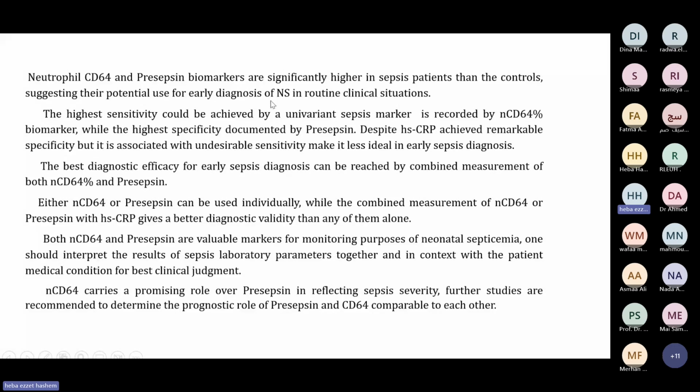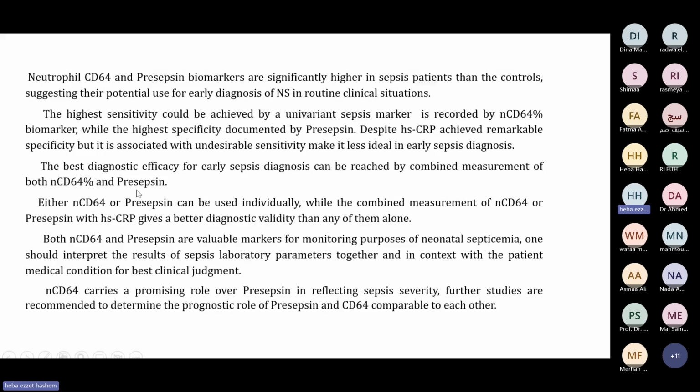The highest sensitivity achieved by the univariate sepsis marker is recorded by CD64, while the highest specificity is documented by procalcitonin. Highly sensitive CRP achieved remarkable specificity, but it is associated with undesirable sensitivity, making it less ideal in early sepsis diagnosis. The best diagnostic efficacy for early sepsis diagnosis can be achieved by the combination of both neutrophil CD64 percentage plus procalcitonin.